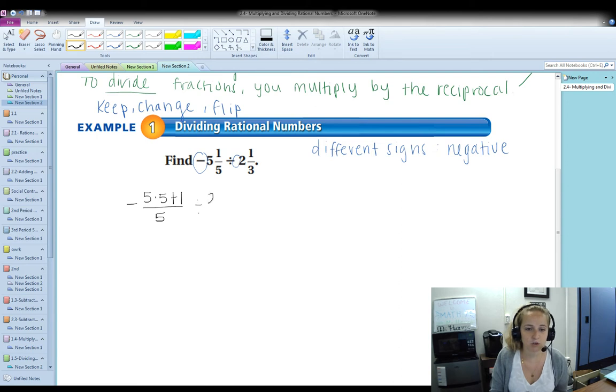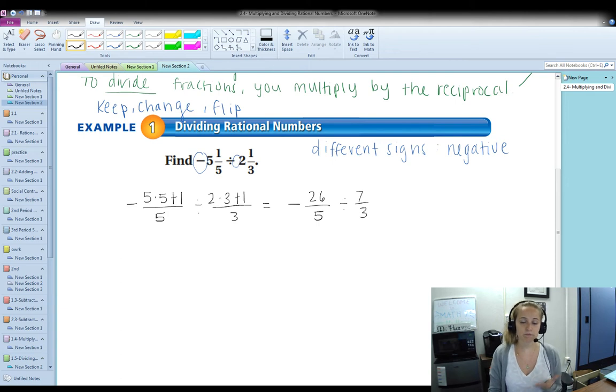So we do 2 times 3 plus 1 over 3. This is going to equal negative 5 times 5 is 25, plus 1 is 26, so negative 26 over 5, divided by 2 times 3 is 6, plus 1 is 7, so 7 over 3. Okay, now we have it as improper fractions.